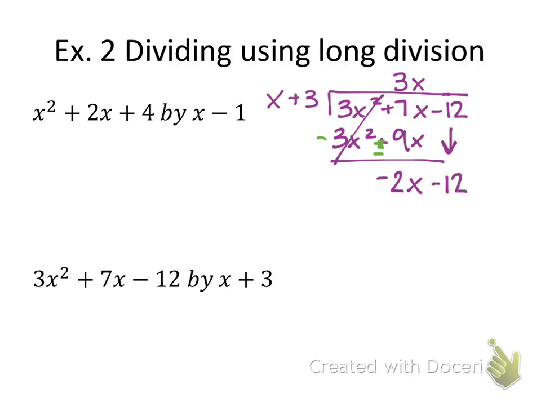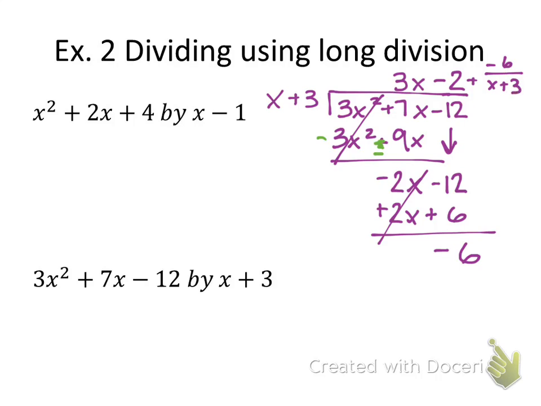Now, what do I need to multiply x by to make it negative 2x? Negative 2. So I write negative 2. Negative 2 times x is negative 2x. Negative 2 times 3 is negative 6. What am I going to do now? Change the signs. Positive and positive. First terms cancel out. Exactly what I want. And then negative 12 plus 6 is negative 6. Now, listen here. What you can do is you can do plus negative 6 over x plus 3. Okay? And that is your final answer.